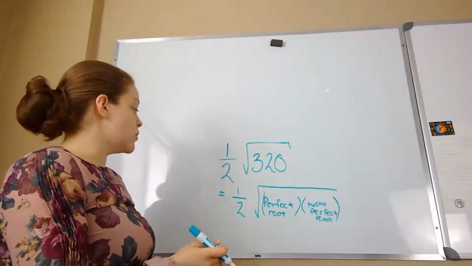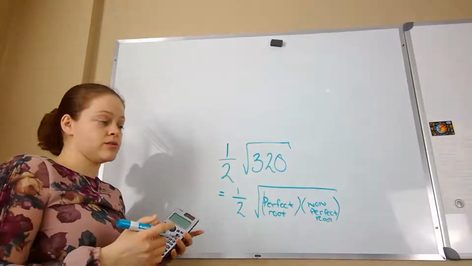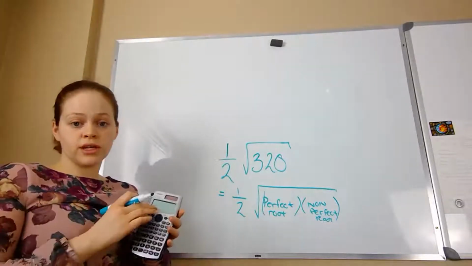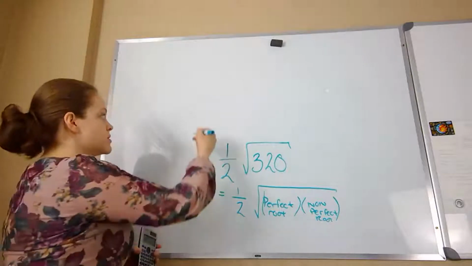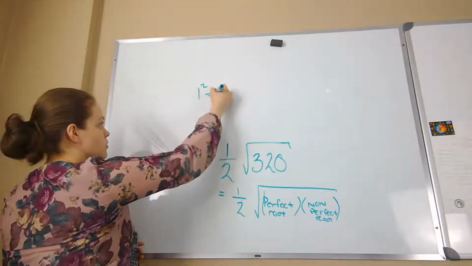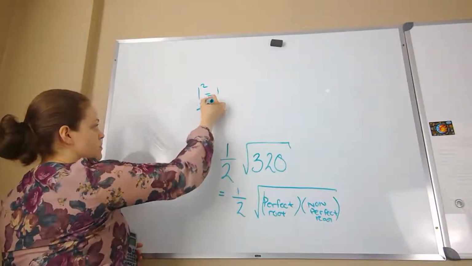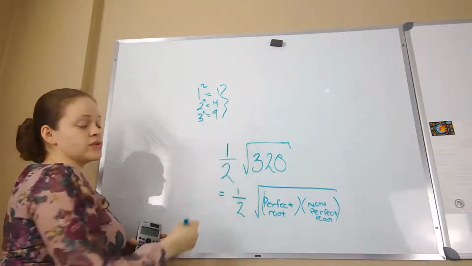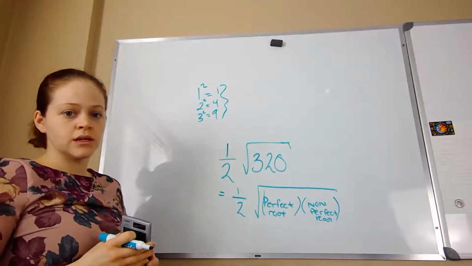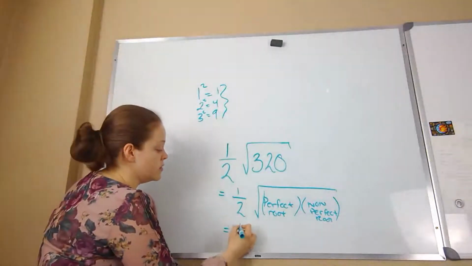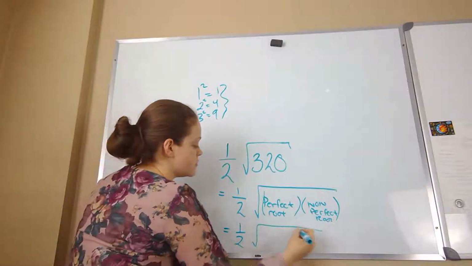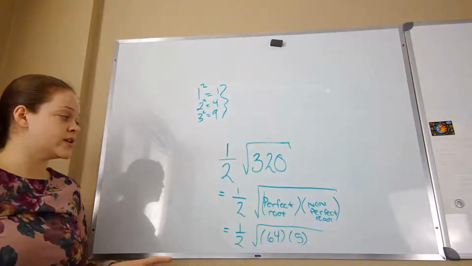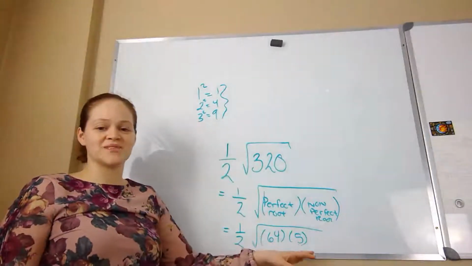Okay, so I just kind of went down through my list of perfect squares in my head, but on your calculator you can get a list of perfect squares, or you can just make them up. So 1 squared is 1, 2 squared is 4, 3 squared is 9. And so these perfect squares are what we're looking for. Hope that makes sense. All right, and so I found that 320 is 64 times 5.